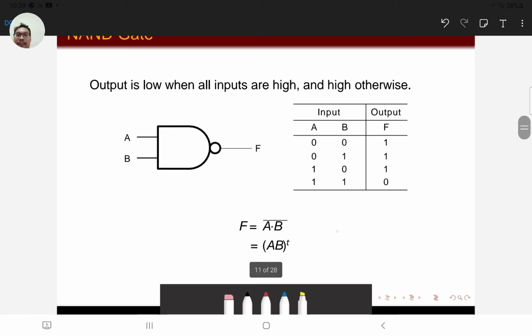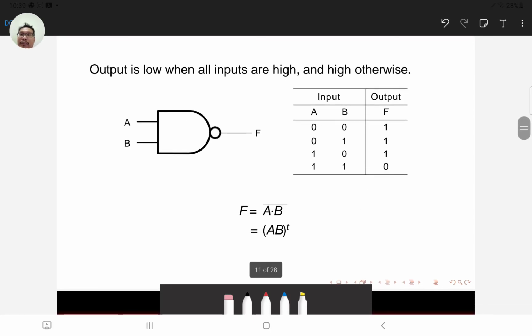Let's look at another type of logic gate, which is quite important nowadays. A lot of complex chips sometimes only use NAND gates because they are very efficient in VLSI circuits, in chip design. NAND gates are very efficient due to their semiconductor structure.